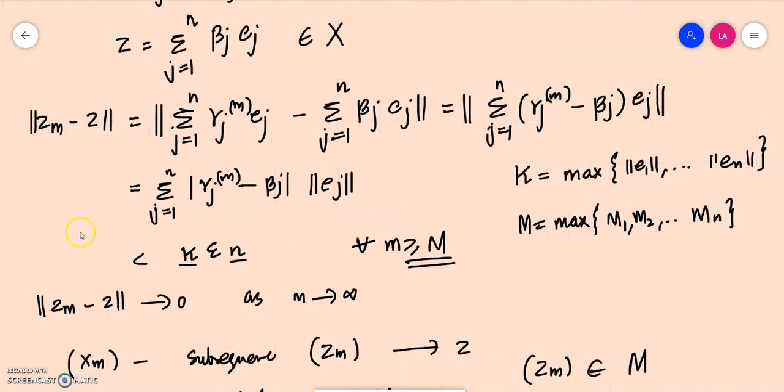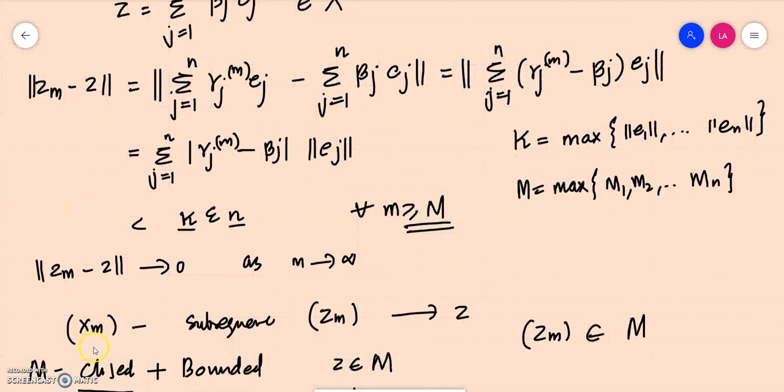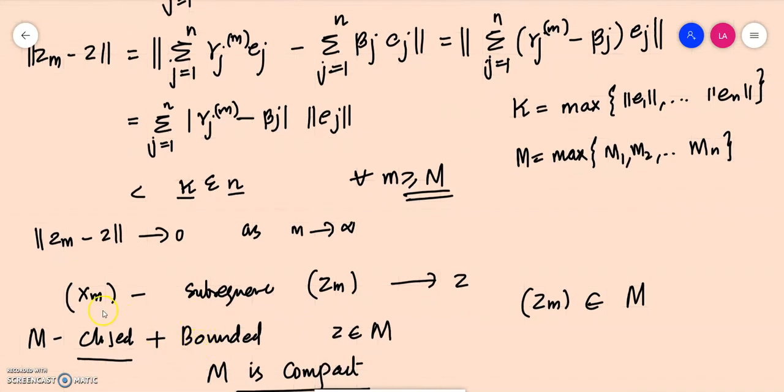So thus we have established that we have taken xm to be an arbitrary sequence in capital M. We found a subsequence zm of xm which converges to z, and z is an element in capital M. Which means that every sequence in M has a convergent subsequence, which means that M is compact. This is what we have established.